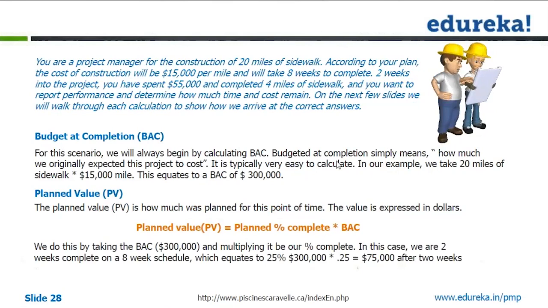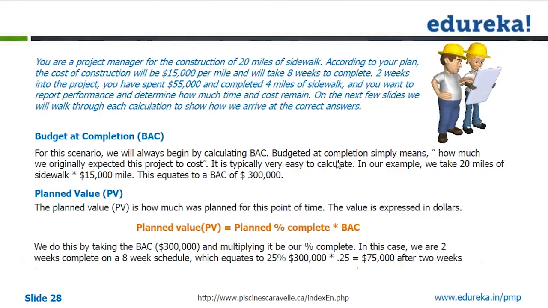Great. So let's take this. You are a project manager for a construction of 20 miles of sidewalk. According to your plan, the cost of construction will be 15,000 per mile and will take 8 weeks to complete. 2 weeks into the project, you have spent 55,000 and completed 4 miles of sidewalk, and you want to report performance and determine how much time and cost remain. On the next few slides, we will walk through that.